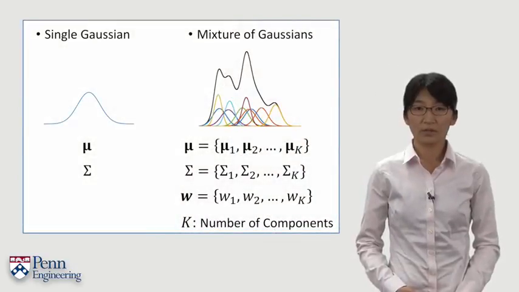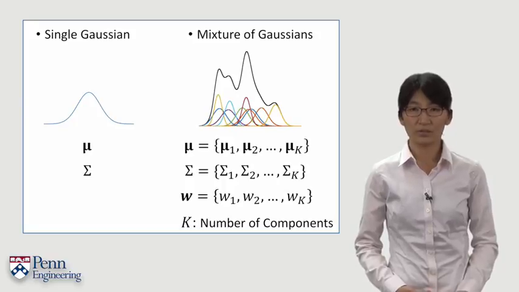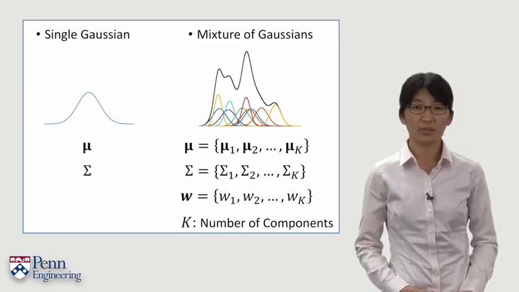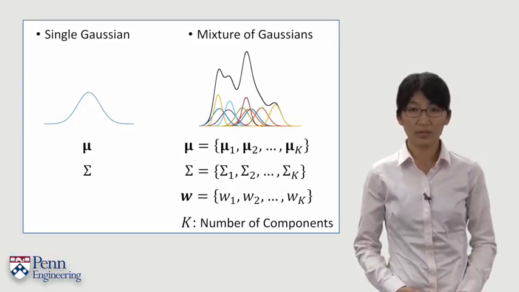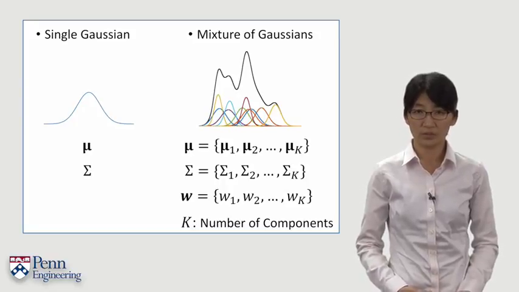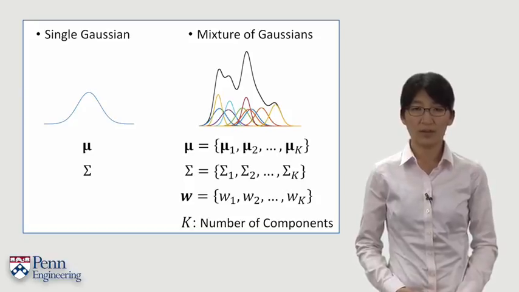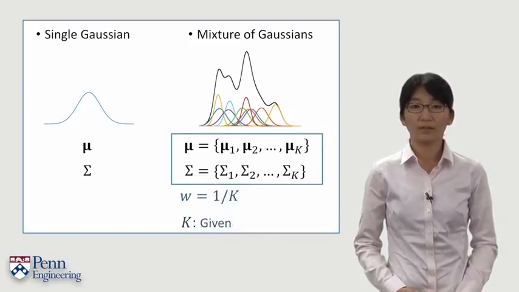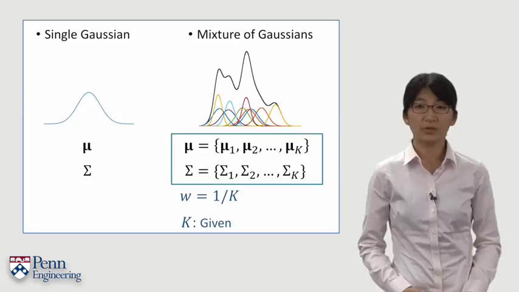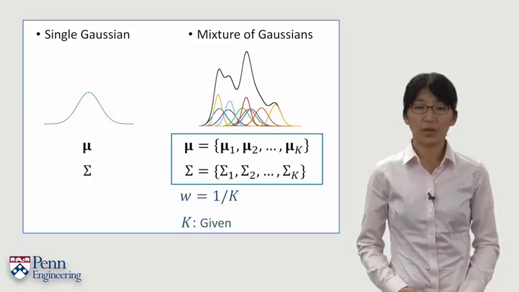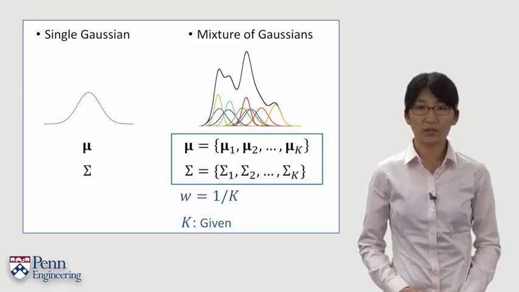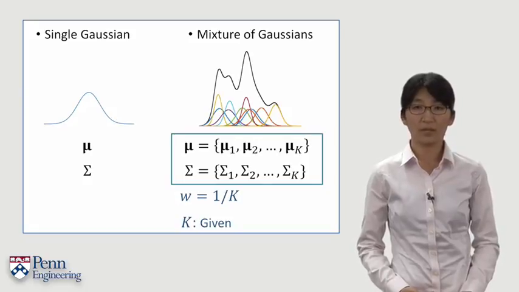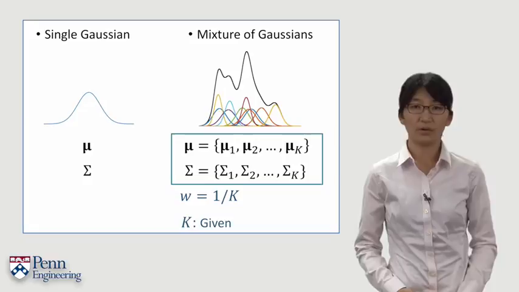While a single Gaussian has only two parameters, mu and sigma, the GMM has multiple mu and sigma, plus weights and the number of Gaussian components, denoted here as k. As I mentioned in the previous lecture, we will use a uniform weight 1 over k and focus on understanding how to estimate the mean and covariance matrix parameters.